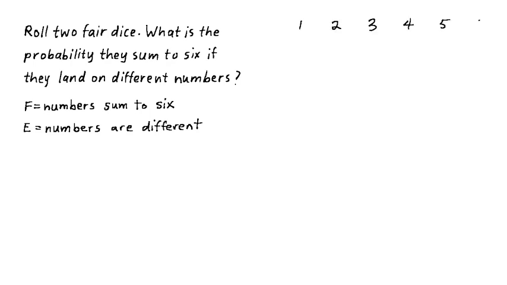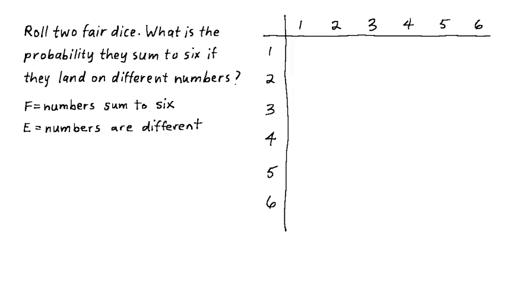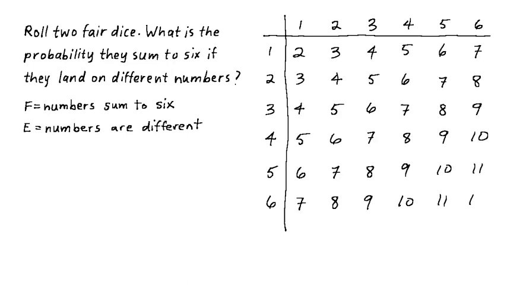It helps if we lay out all 36 equally likely outcomes of the experiment. As before, the columns of this table are labeled with the possible numbers that show on the first die, while the rows are labeled with the possible numbers showing on the second die. We'll fill in the table by adding the sum of the numbers showing on the dice. Remember, these are equally likely outcomes.